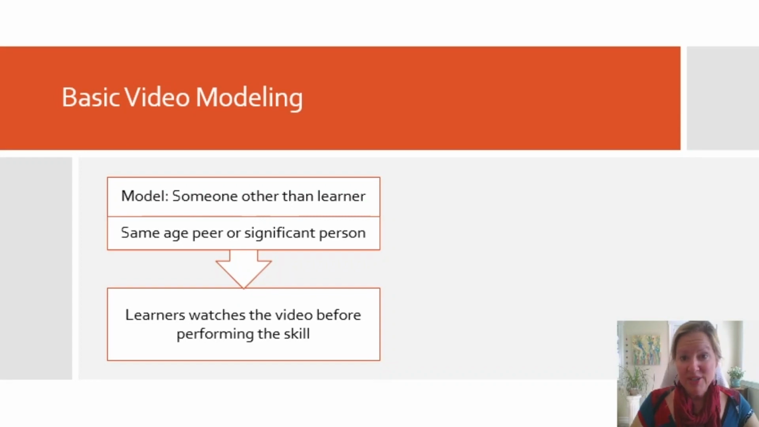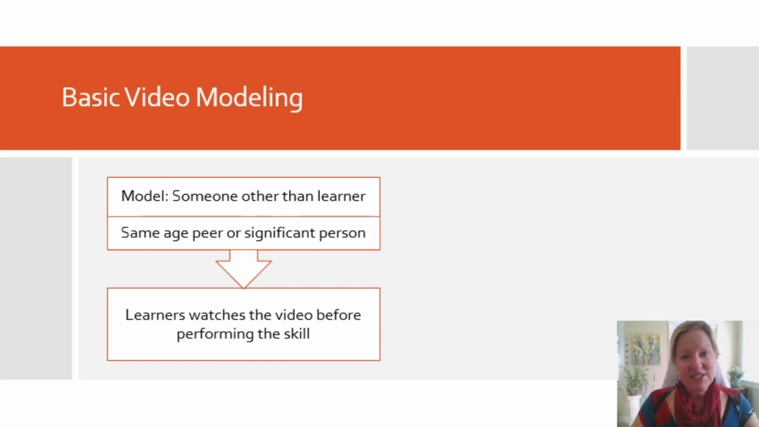Basic video modeling is the most common type of video modeling. In this type of modeling, a third party, such as a peer, a parent, or an adult, is recorded performing the target behavior or skill. After viewing the video, the learner is immediately prompted to practice the target skill.